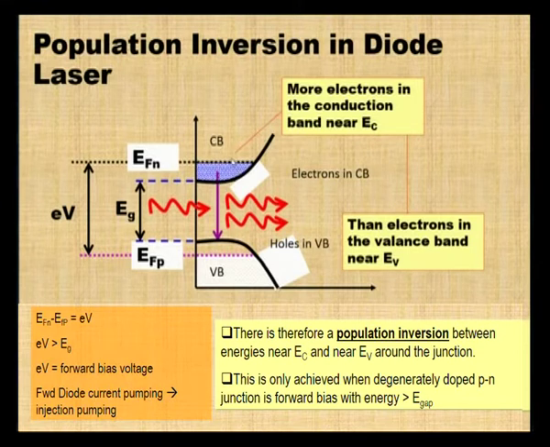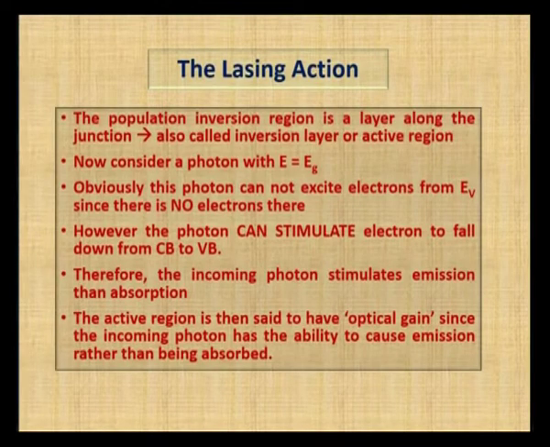So, more electrons will be present in the conduction band, and due to this we can achieve population inversion by applying forward current to the diode. The laser action has some important points to be noted. The population inversion region is the layer along the junction where the population inversion takes place. That layer is called the inversion layer or active region.